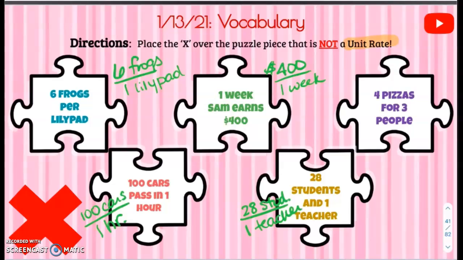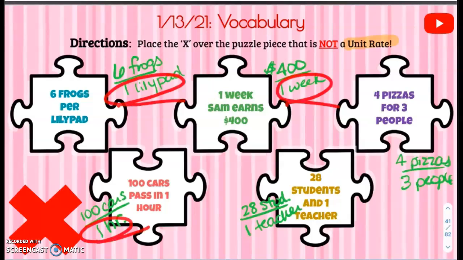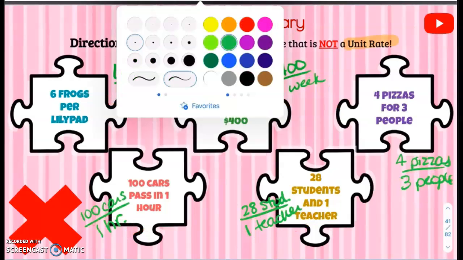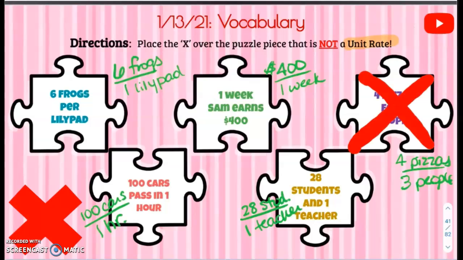And then 4 pizzas for 3 people. Which does not have a denominator of 1? Let's take a look. 1, 1, 1, 1. Oop! 3. So we are going to place an X over this purple one because that's 4 over 3, 4 to 3, and that is not what we need. So that's going to be it for our vocab. Great job!